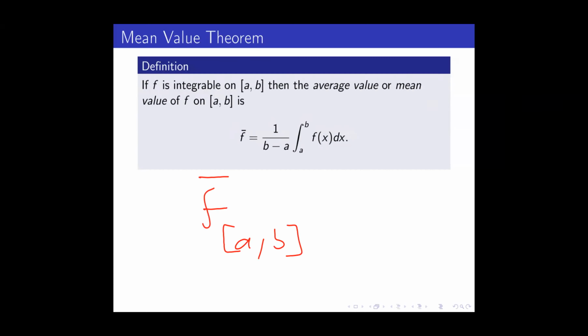So you can think of this as the average of the function because you take the area under the graph and you divide it by the length. In particular, when you have a constant function, say f equal to c, then f bar is that constant c also.